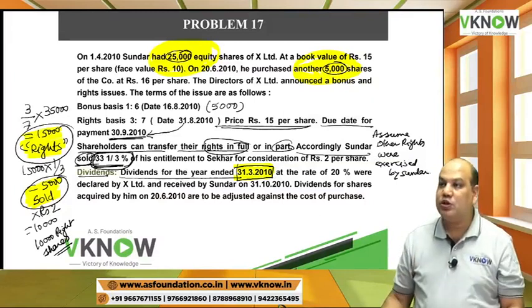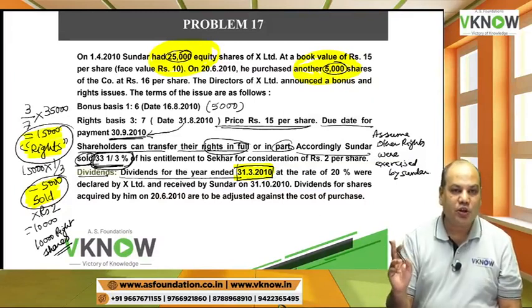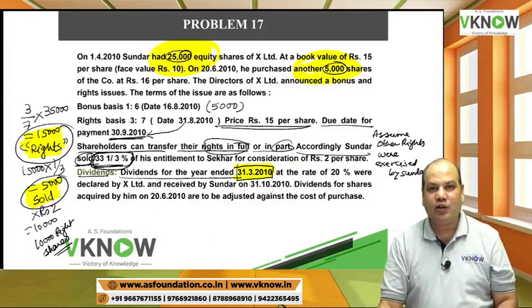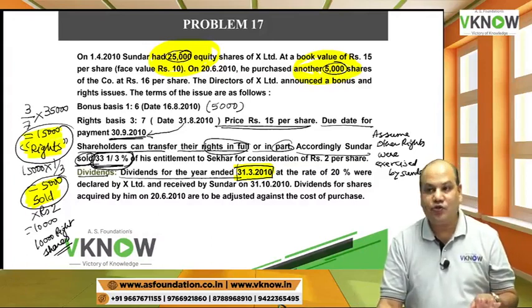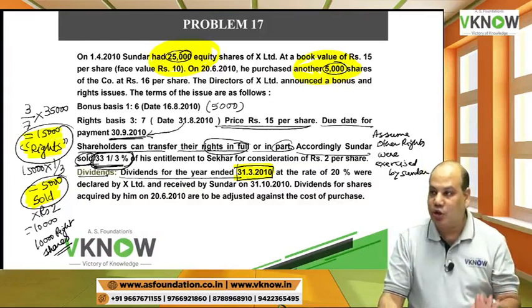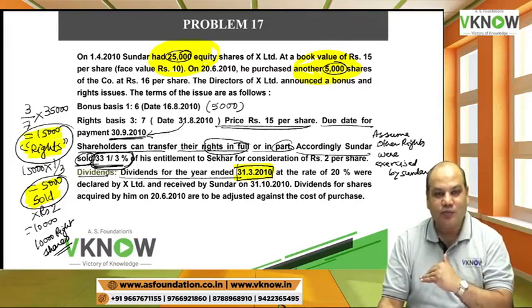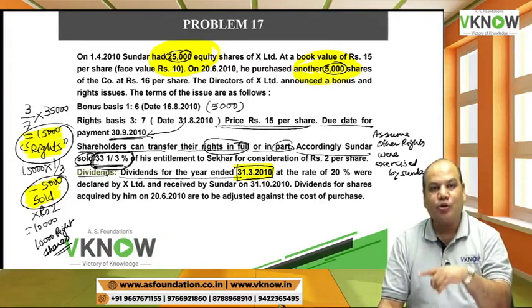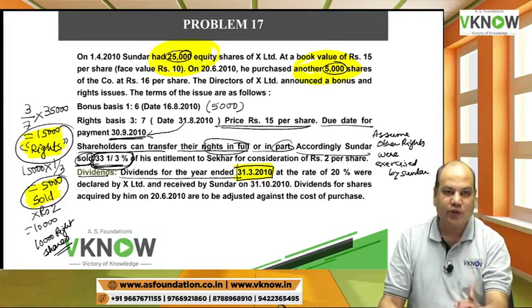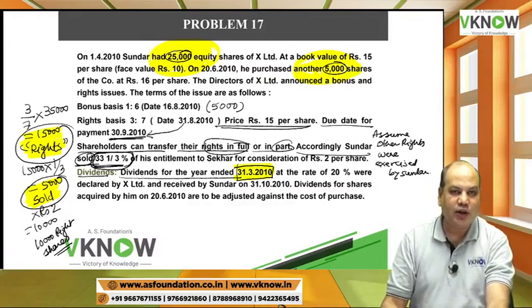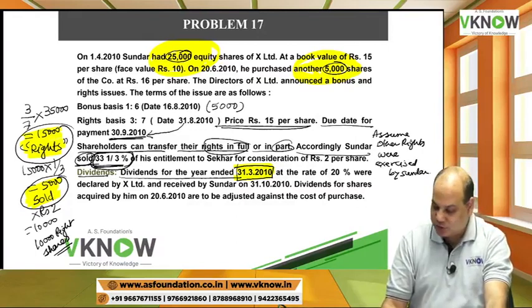What about bonus and right? On bonus and right, the company will not pay dividend because bonus and right shares did not exist in the books of the company on 31st March 2010. Bonus and right shares were issued in the current year. Dividend is paid out of profits of the previous year. On 31st March 10, bonus shares and right shares did not exist.